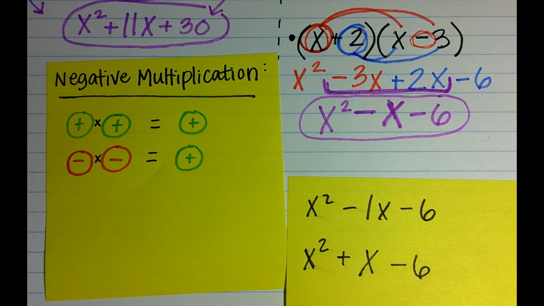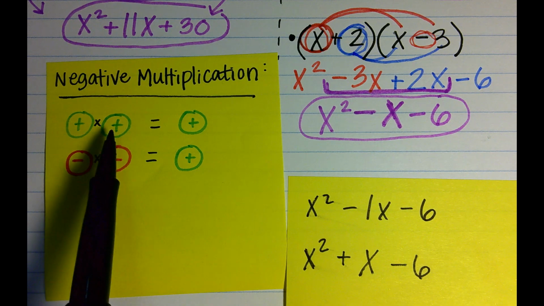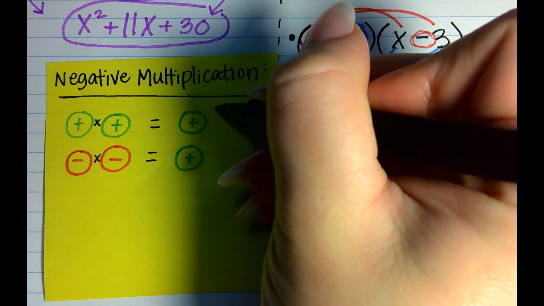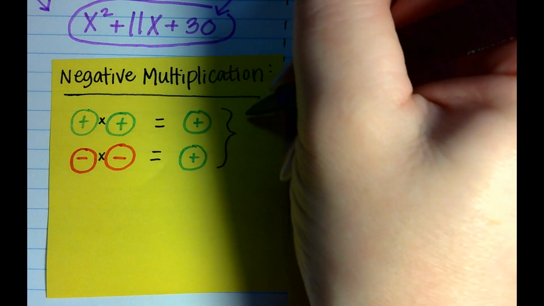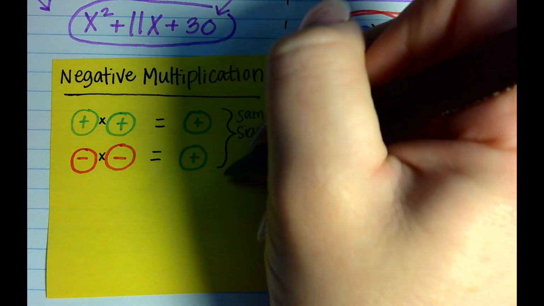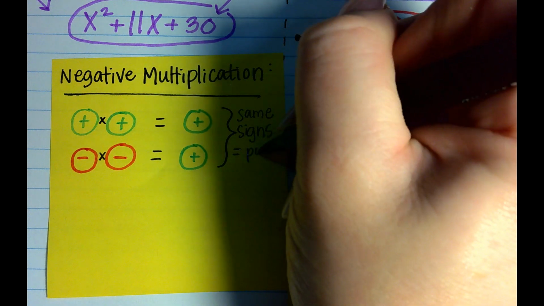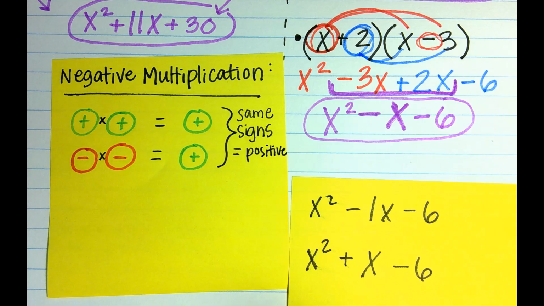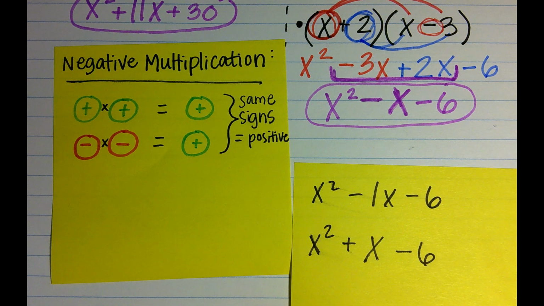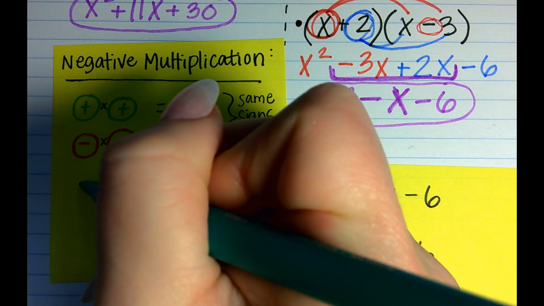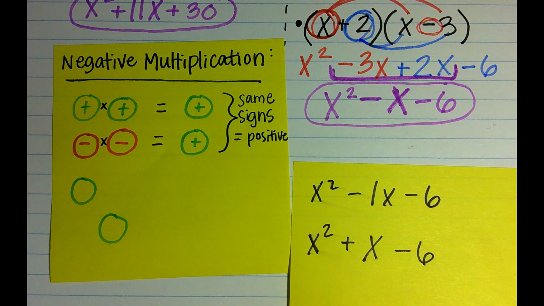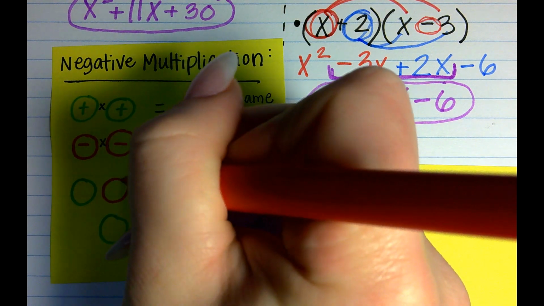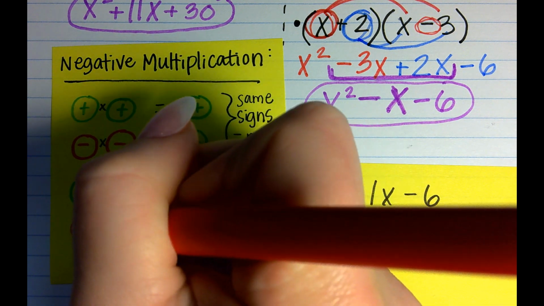So the only two ways that we can get a positive answer is if we have two positives or two negatives. Same signs give us a positive answer. And the only options that will give us negative answers are when we have numbers being multiplied with different signs, such as a positive and a negative, or a negative and a positive.